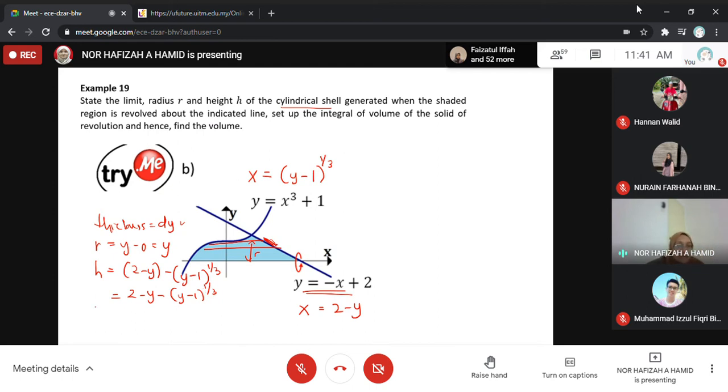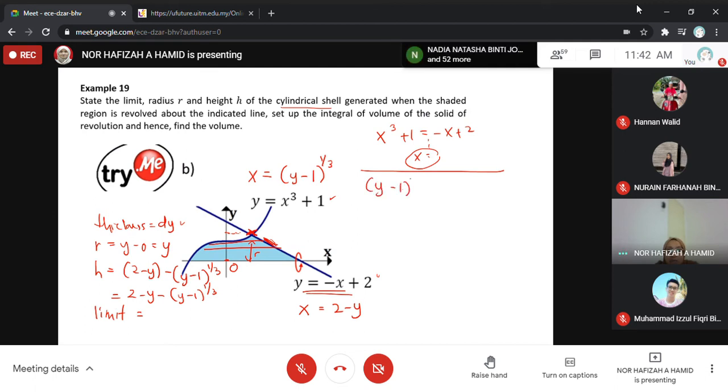And for the limit, the limit is from the y axis. So on the y axis you have 0 until the highest point, which you have to calculate. So you have to calculate the intersection. To calculate the intersection, you can calculate x first. If you calculate x, you have to equate x cubed plus x equal to negative x plus 2. Then transfer everything to one side and you will get x. Once you have x, substitute into the y equation, because we want the limit in y, not in x. Or you can directly calculate in y.